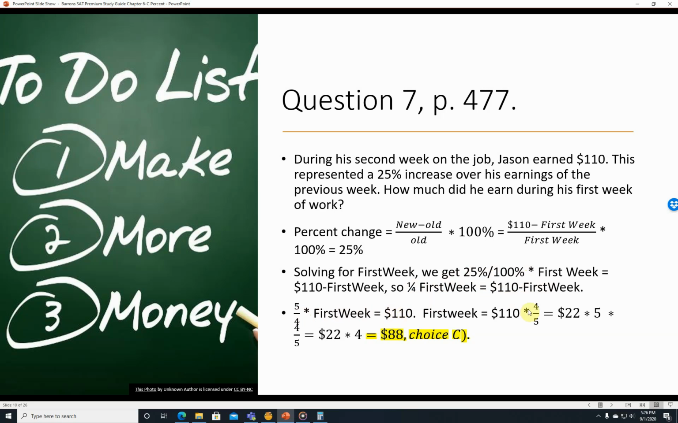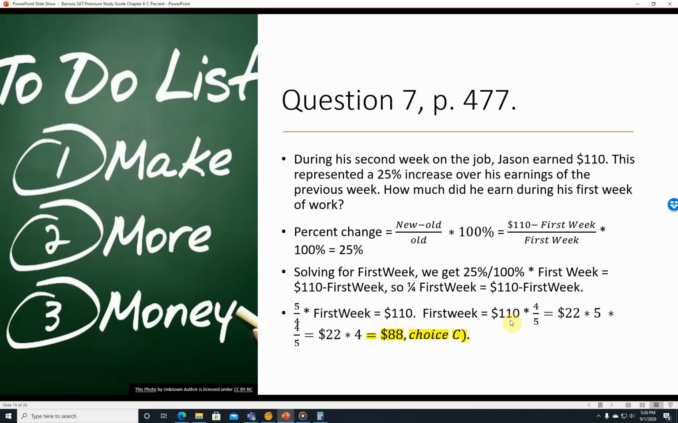So first week is equal to $110 times 4/5, which is equal to 22 times 5. 110 is 22 times 5. Really, factoring is important to learn. So 22 times 5 times 4/5 equals 22 times 4, which is 88. So that's choice C. Again, 110 times 4/5, we know that's going to be 22 times 5. Why? Because it's 11 times 10. Anyway, so we just cancel the 5s out. 4 times 22 is equal to $88, which is choice C.